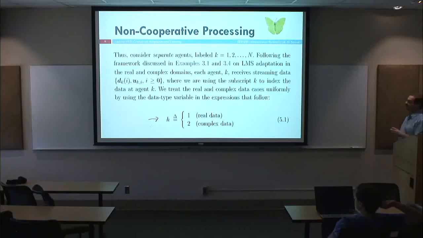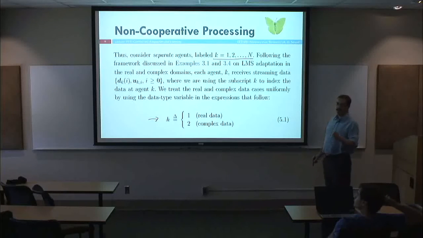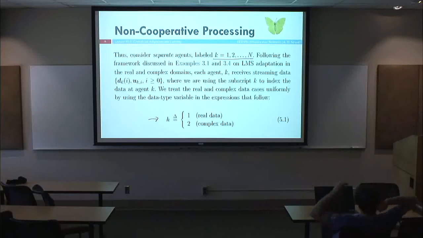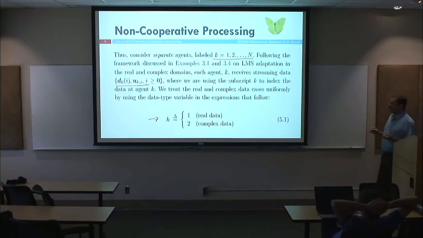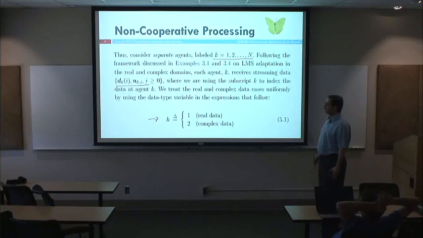So let's consider first the case where I have n agents. K will be the index that I use to label agents throughout this course, and capital N will be the number of agents throughout this course. And initially I'm going to study the case of mean square error estimation to illustrate the main idea. So every agent is receiving a streaming sequence of data. Now I attach the subscript K to it. Very good.